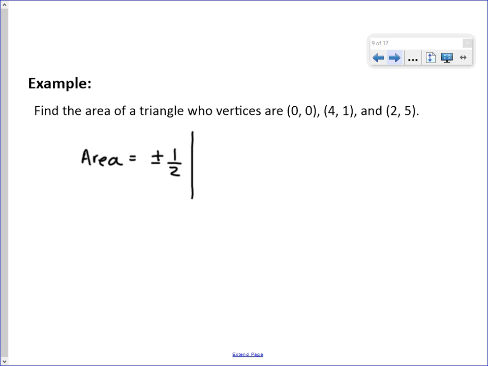So I'm going to start off with area equals plus or minus 1/2. And right now I don't know whether it's going to be plus or negative. It'll depend on what my determinant comes out to be.